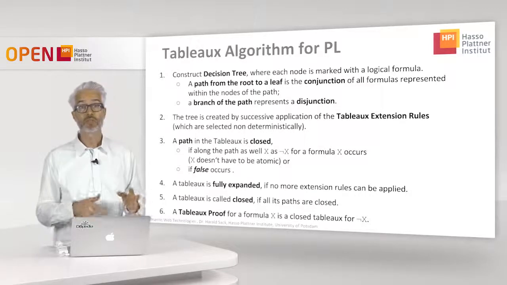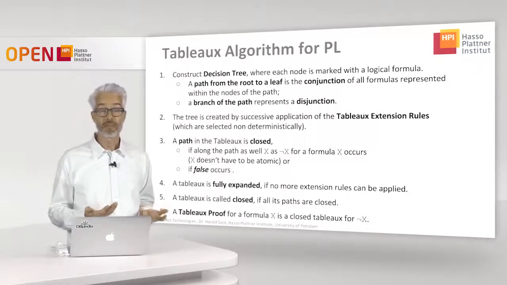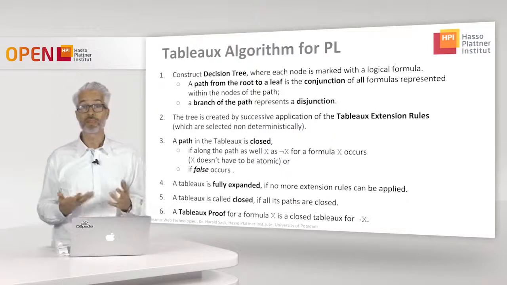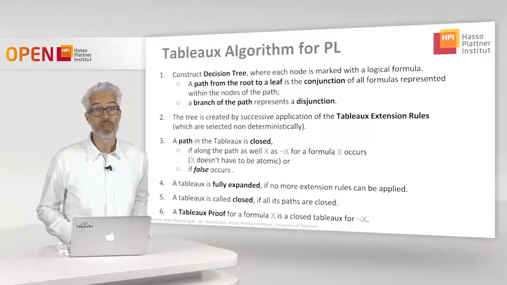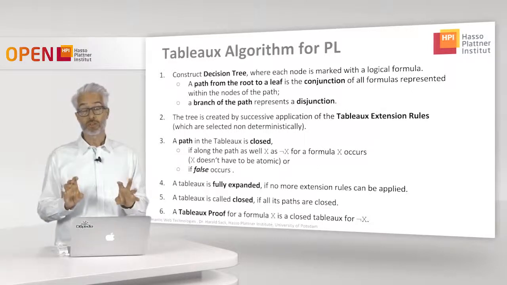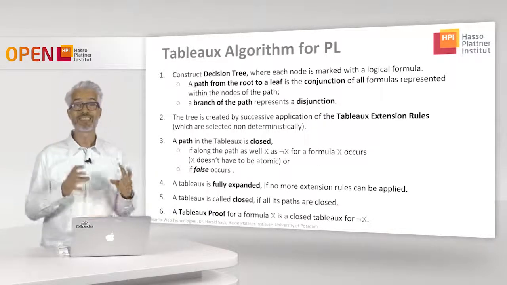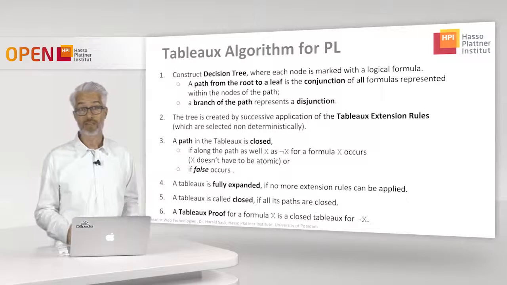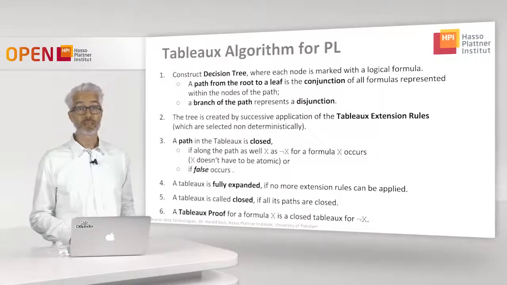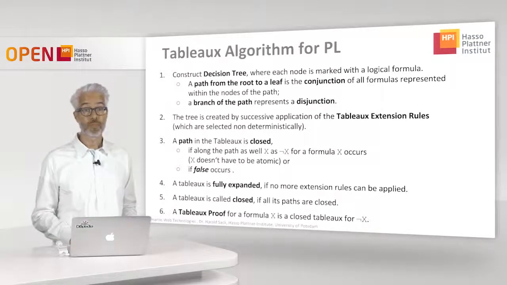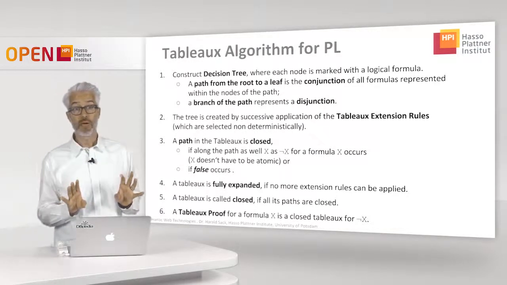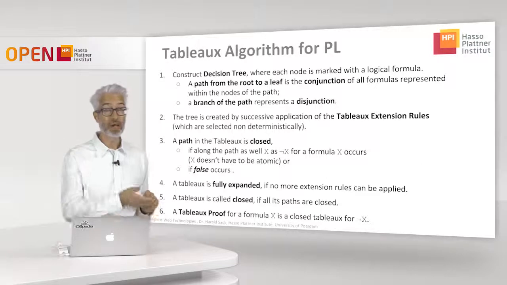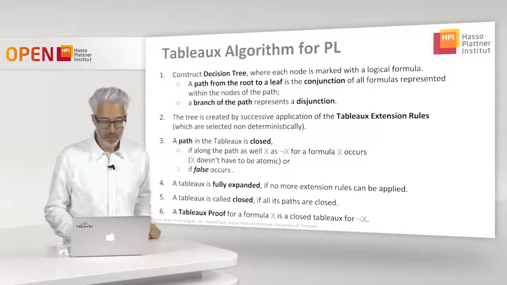Usually this tree is constructed successively by the application of so-called tableau extension rules, which we will talk about subsequently. And these tableau extension rules are selected from a set of available extension rules in a non-deterministic way. What you're trying to achieve within your tableau is to close the single paths within that tree. So what does it mean?